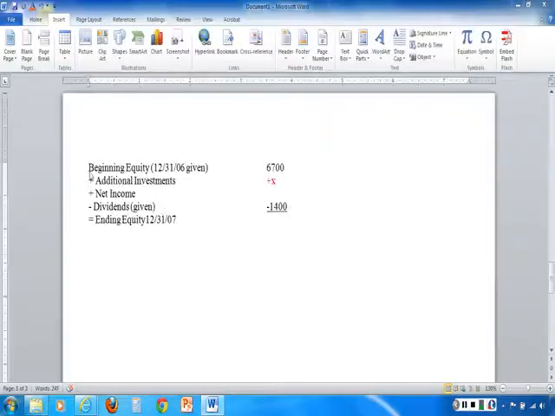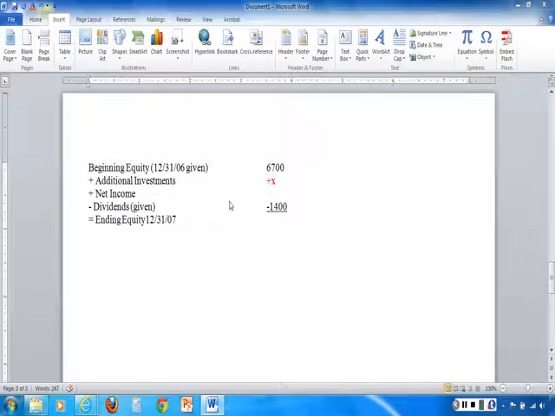So I'm going to use this format to solve the problem. I already know the beginning equity. It was given to me in the problem. As of 12/31/06, it was 6,700. I have to find out the additional investments. I have been given the dividends in the problem. Dividends that were paid were 1,400. So I really have to come up with the net income and the ending equity.